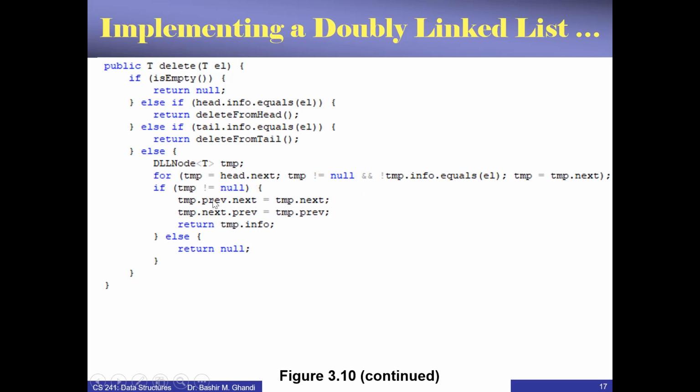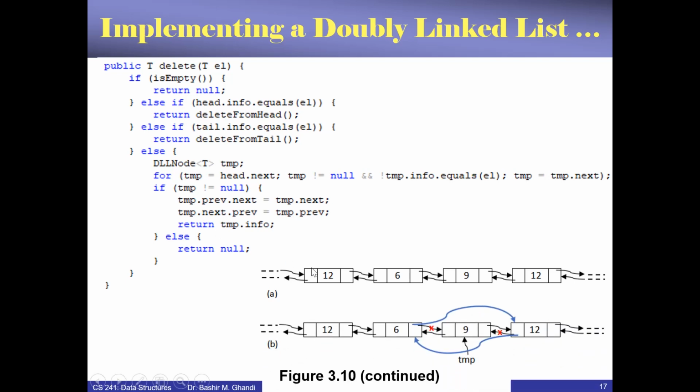If it is not null, then we have a scenario like this. Let us say in this list, we are trying to delete the node containing 9. So element is 9. So we start from the beginning, we keep going until we find a node whose info, see here, temp.info, is equal to our target 9. By the time the loop stops, temp will be pointing to this node. The question is, how can we delete this node with only temp?